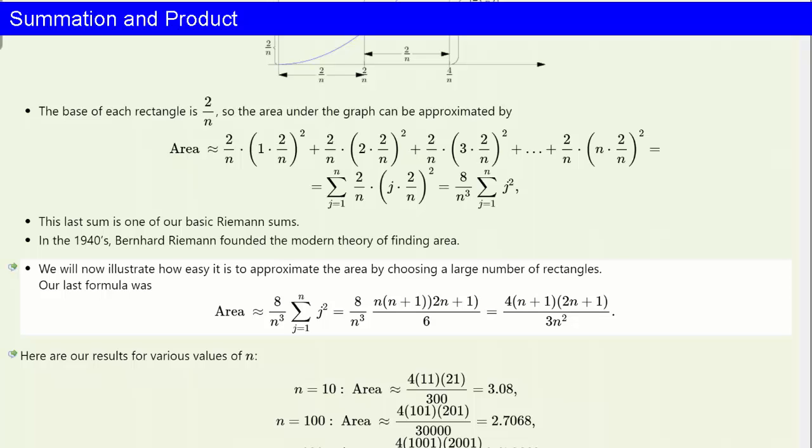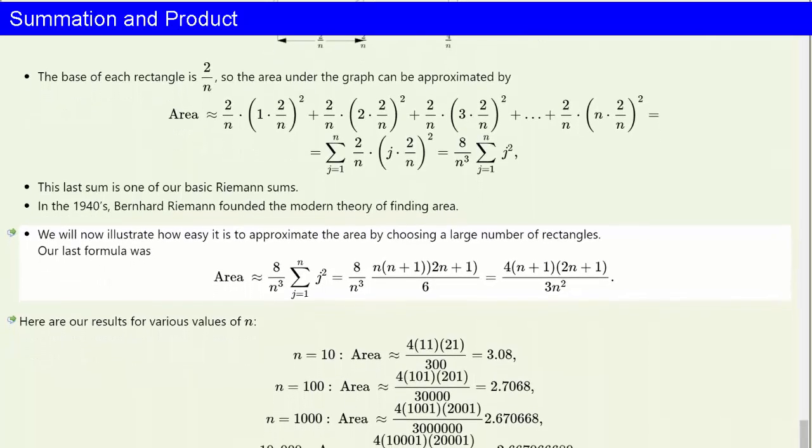And we have a formula for that sum. And when we use that formula and clean things up, we get the area is approximately the ratio 4 times (n plus 1) times (2n plus 1) divided by 3n squared. So we have reduced this complicated approximation process to the calculation of a simple arithmetic formula for any value of n. Another example of the power of abstract mathematics.